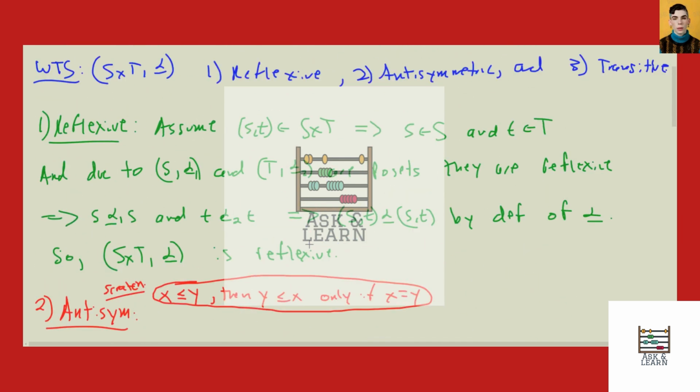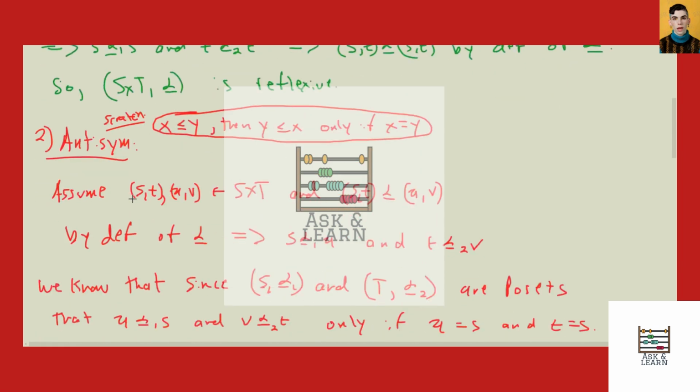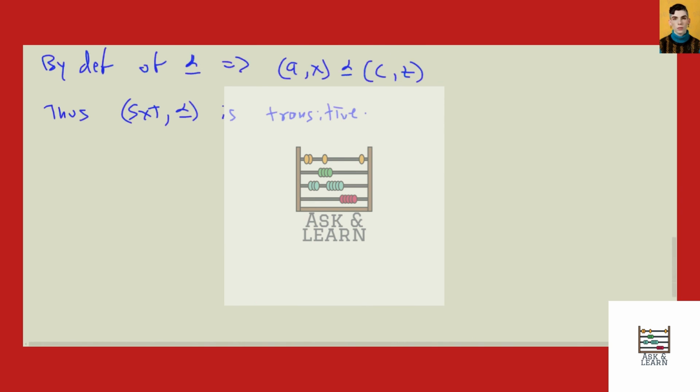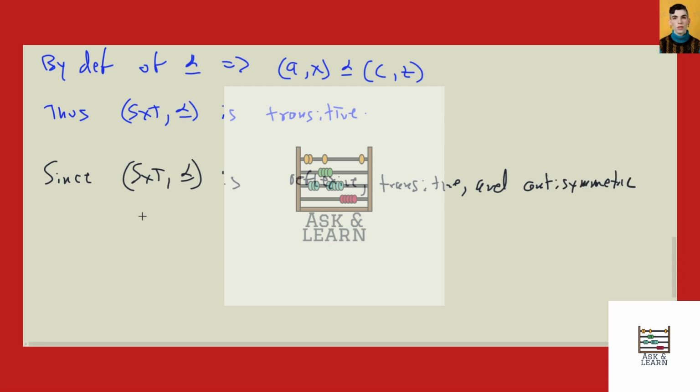And so let's just make sure we've shown everything. We've shown it's reflexive, we've shown it's antisymmetric, and we've also shown that it's transitive. So now we can say, since S cross T with that ordering is reflexive, transitive, and antisymmetric, it is a poset. Then we can put our little proof box and a smiley face because we're glad we're done with the proof.